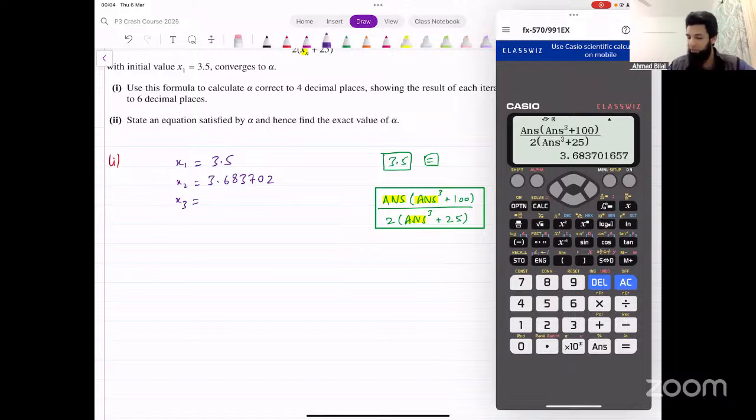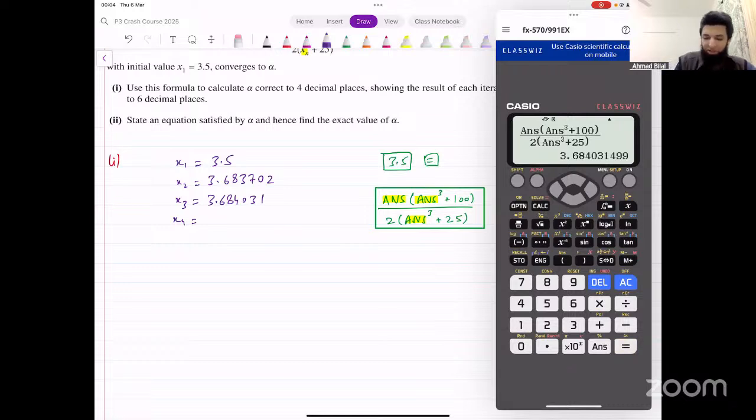Let's press the equal to button again. Now that gives me 3.68403, and then you have 1499. That's x1. That's x3. Let's find x4. Press the equal to button again.